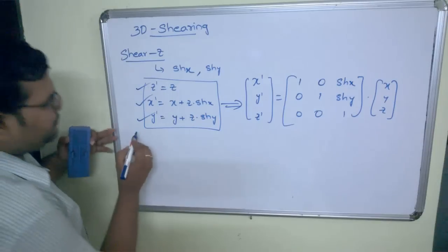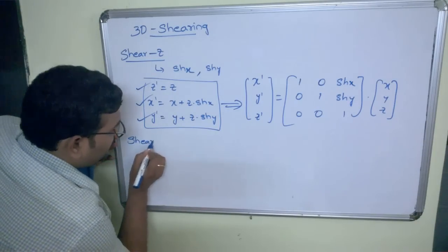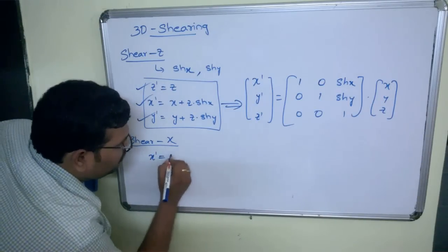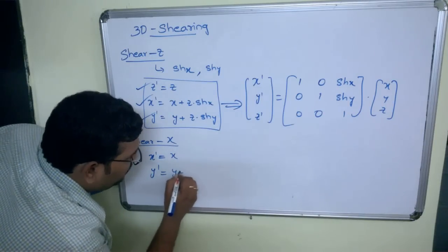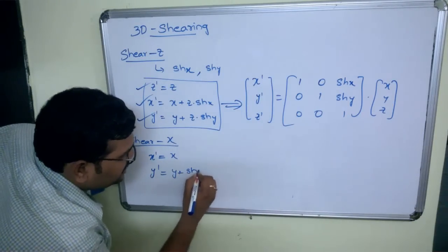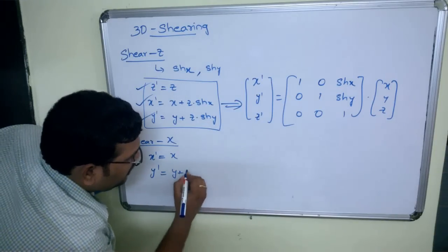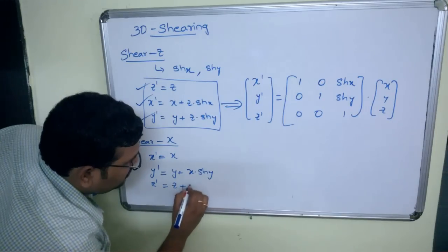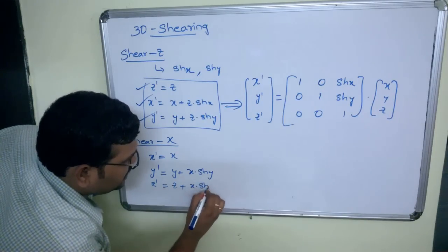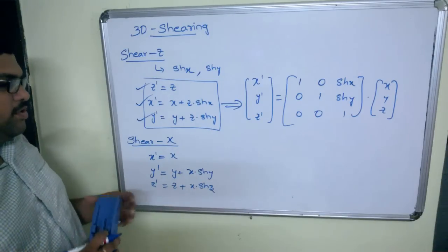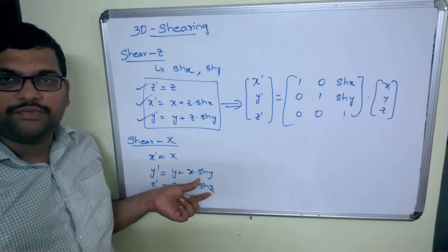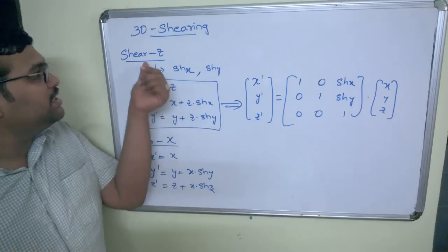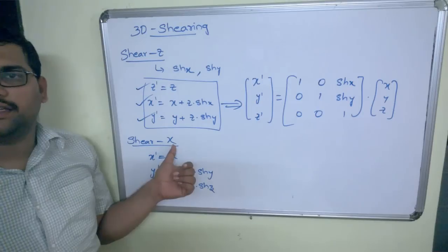Now similarly, shear with respect to x. So it is shear with respect to x, that is x' is equal to x, y' is equal to y plus x into shy, z' is equal to z plus x into shz. So here there are two shearing parameters with respect to the y axis and z axis. Here two parameters with respect to the x axis and y axis, because this is z shear. This is shearing with respect to the x axis.